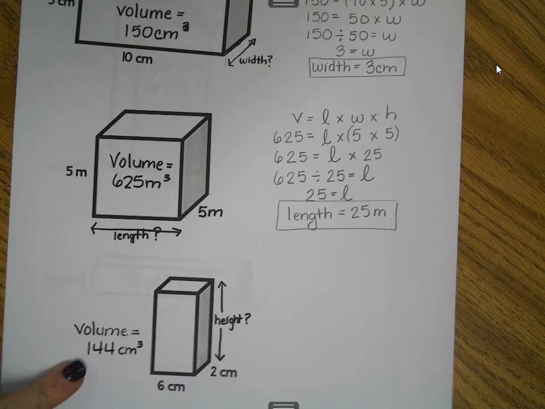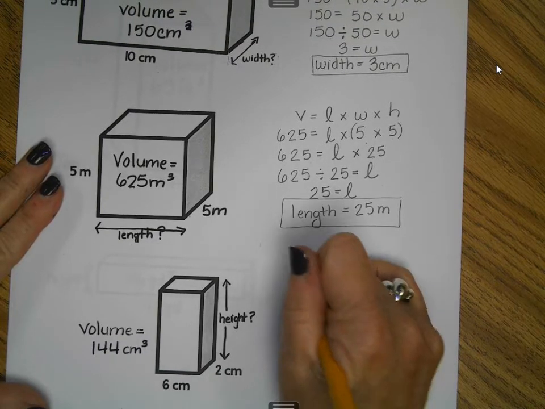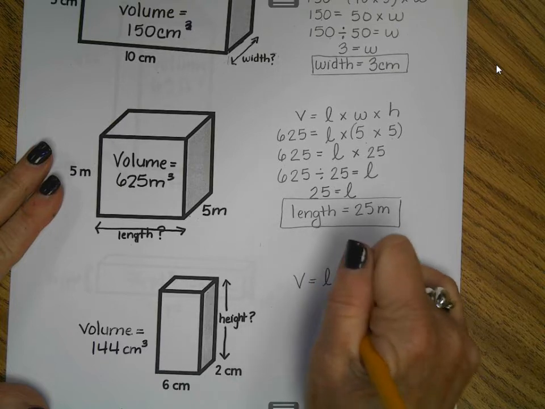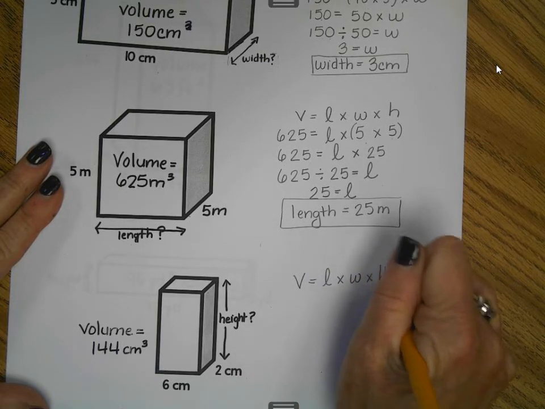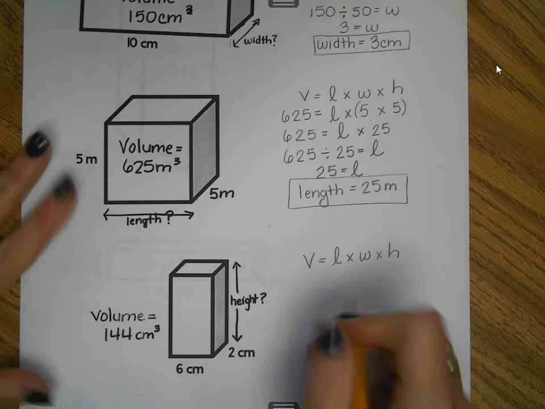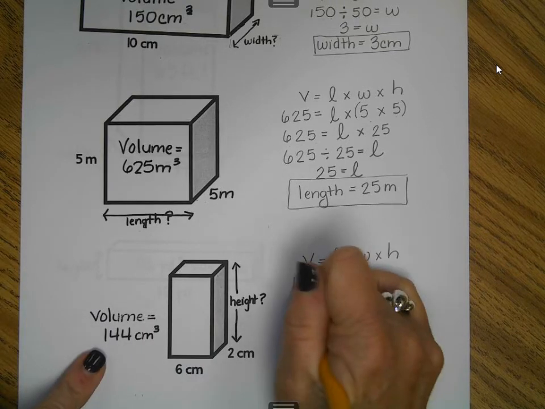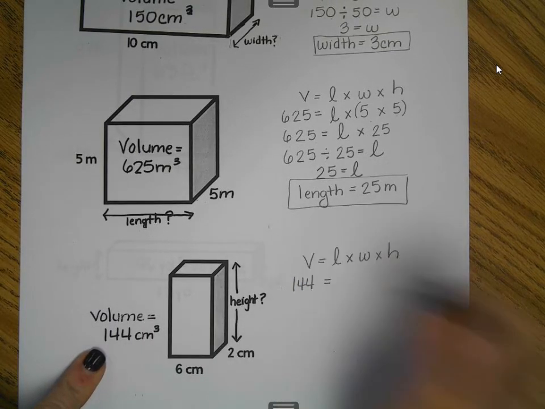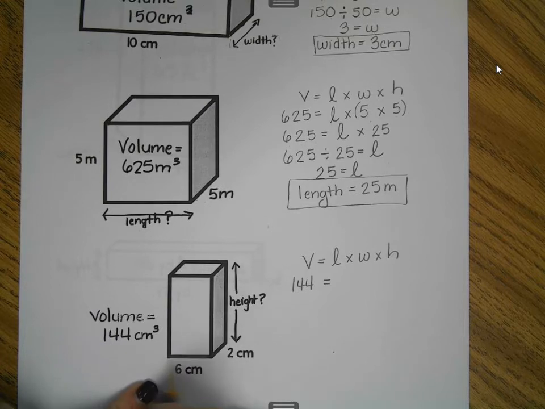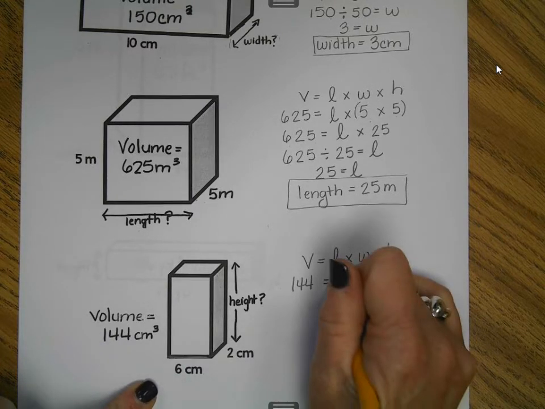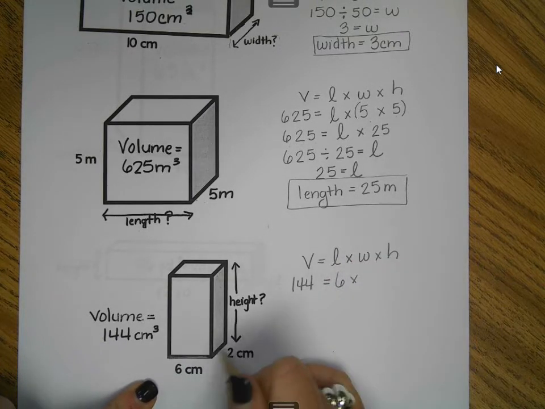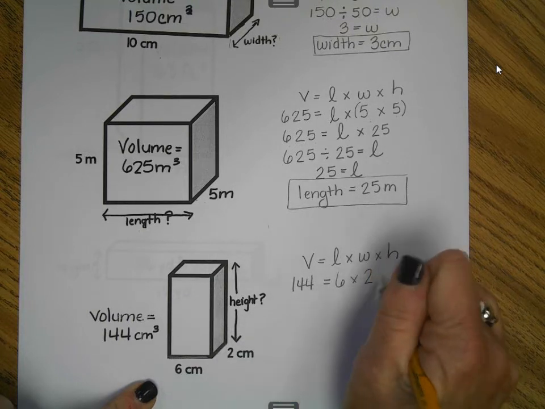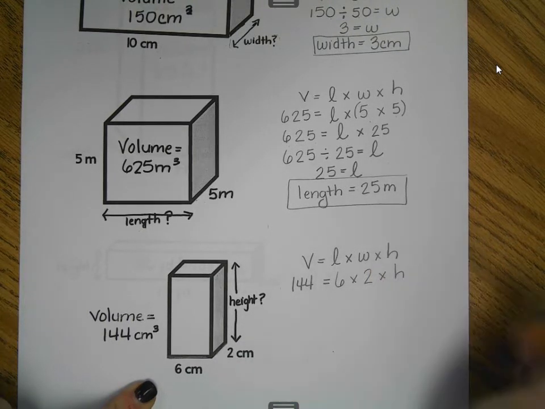So this time, I'm going to start with my formula. Volume equals length times width times height. And I was trying to say that this time we're missing the height. So the volume is 144 cubic centimeters. The length I've got right here, 6 centimeters. The width, front to back, is 2 centimeters. And I'm solving for the height.